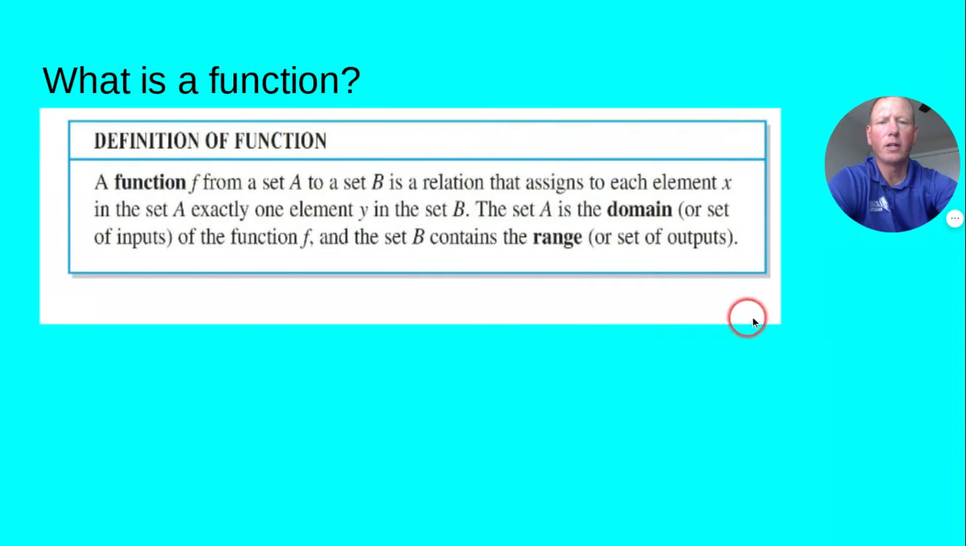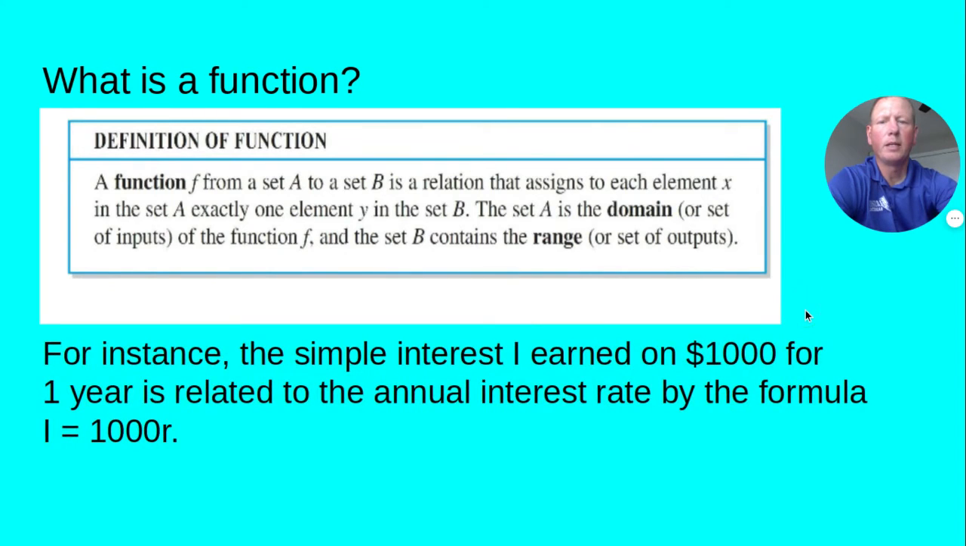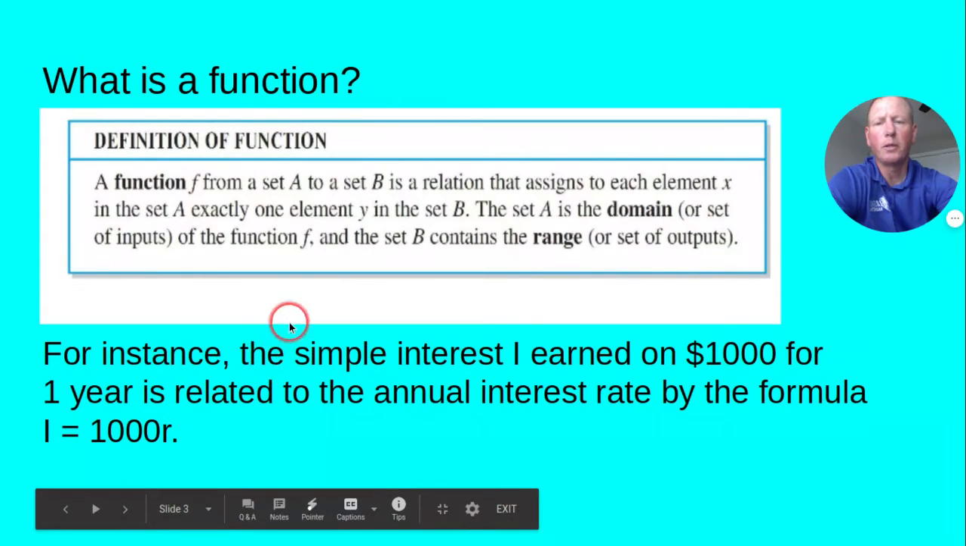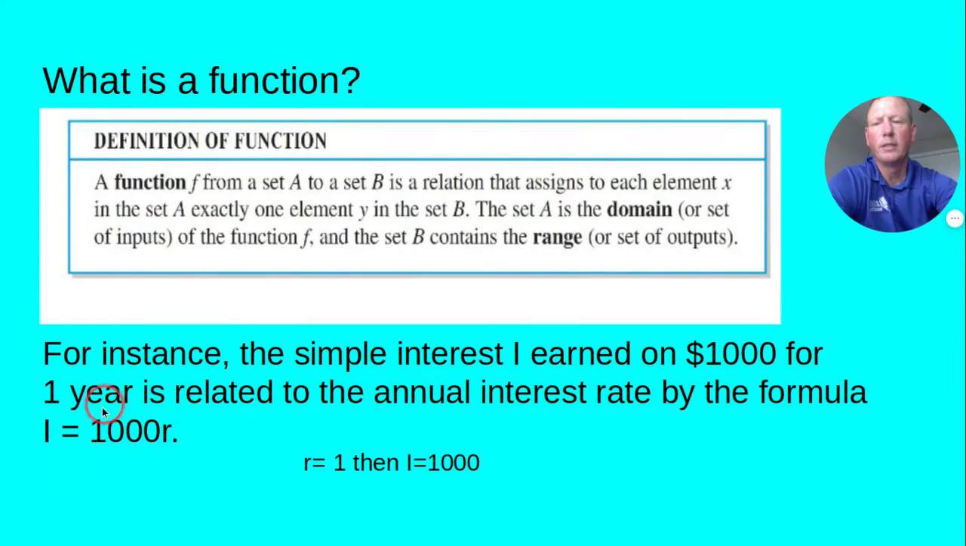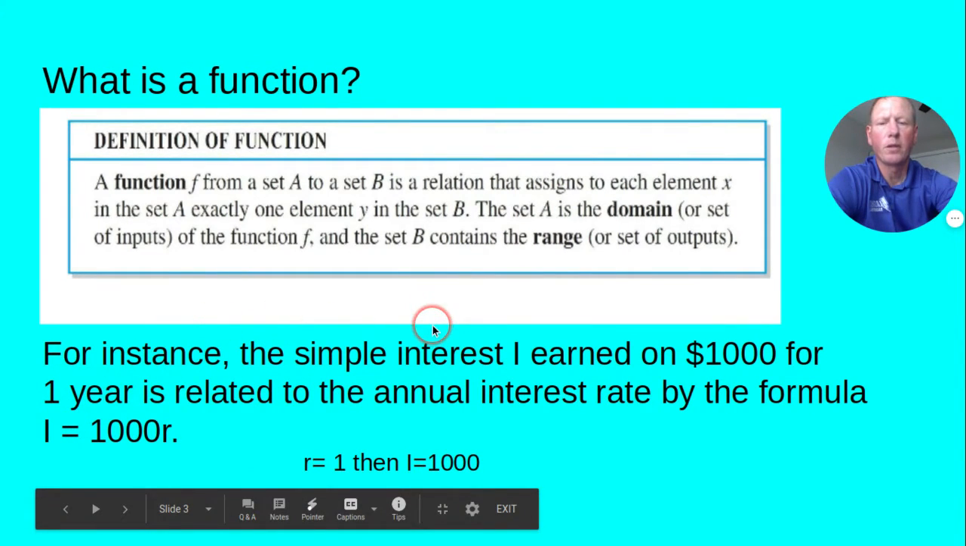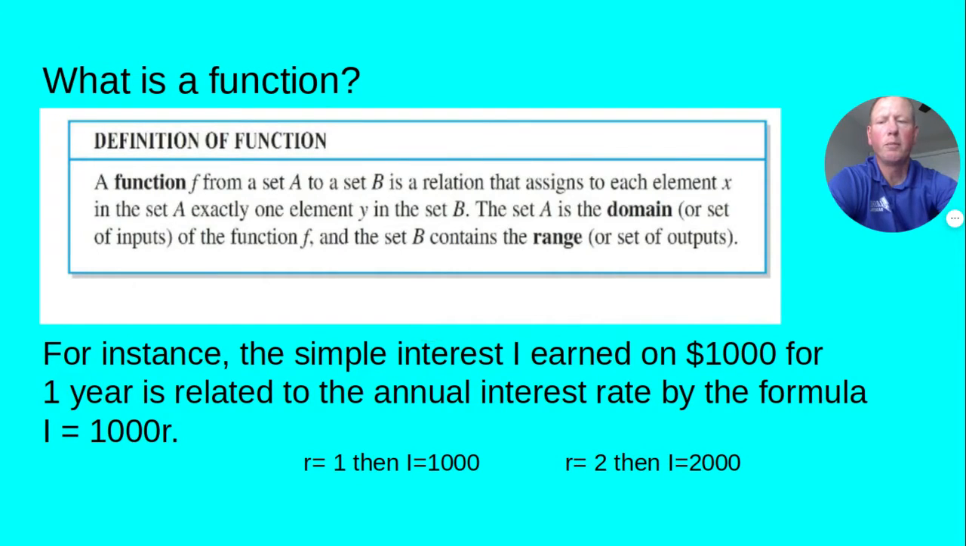Again, just to take a look at a real-life example of that, let's say that the simple interest I earned on $1,000 for 1 year is related to the annual interest rate by the formula I equals 1000R. So, for example, if R is my input and I say that R is 1, my interest is going to be $1,000. If I say that my R is 2, then my interest is going to be $2,000. This is an example where each input is going to have exactly one output, so therefore this would be a function.